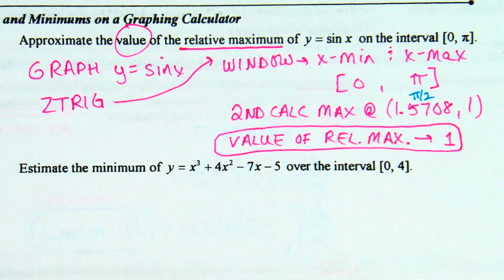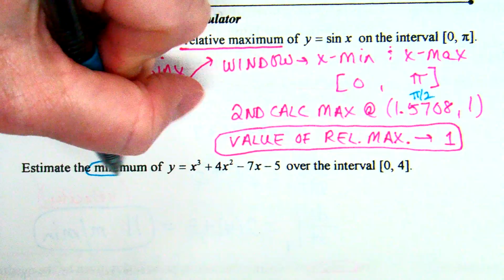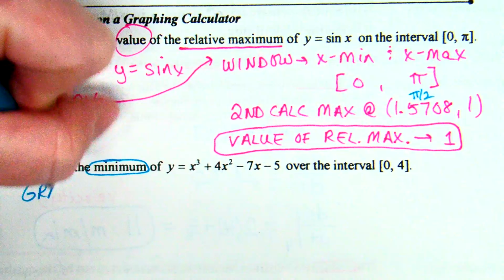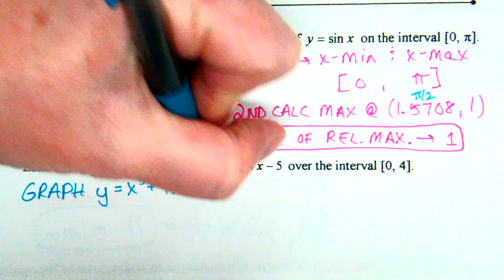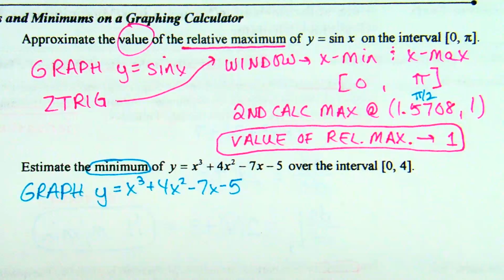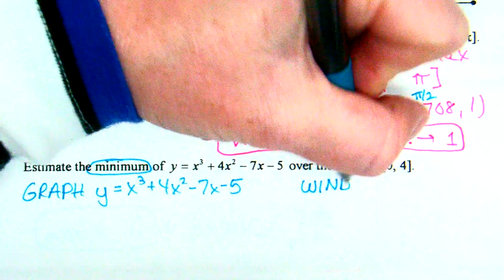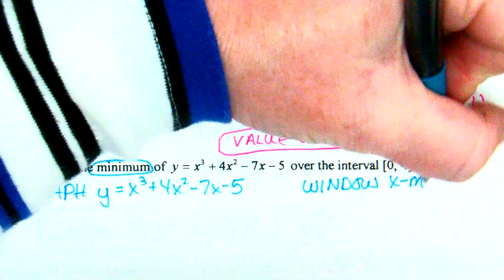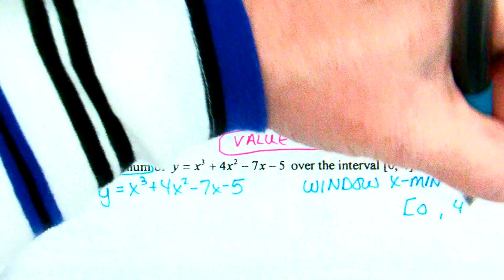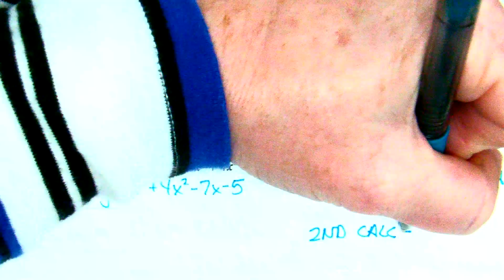So on example 6, if they want the minimum, we need to start off by graphing y equals x cubed plus 4x squared minus 7x minus 5. Once you graph it, I would start off with like a zoom 6 or something, but then I would change your window to specifically be 0 to 4. Does that make sense? And then, of course, you could use a second calc and find the minimum.